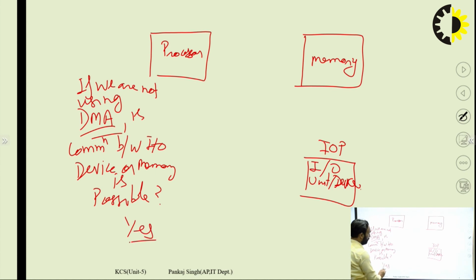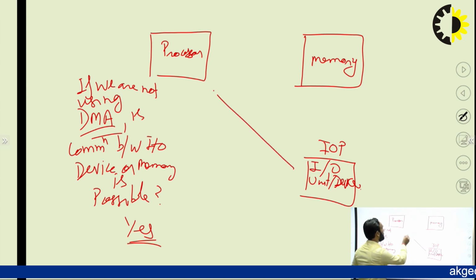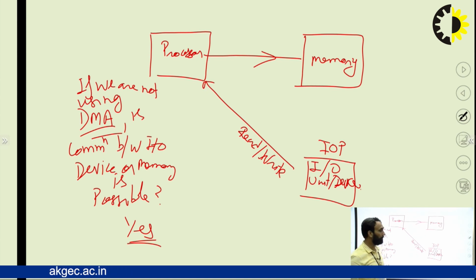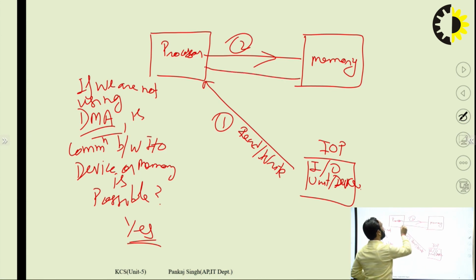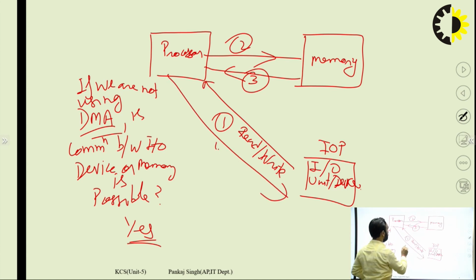The answer is yes, but it will take a lot of time. How will it execute? The IO device sends a read or write request to the processor. The processor sends this request to the memory, the memory reverts back to the processor, and the processor reverts back to the IO devices with an acknowledgement along with the data or operation.